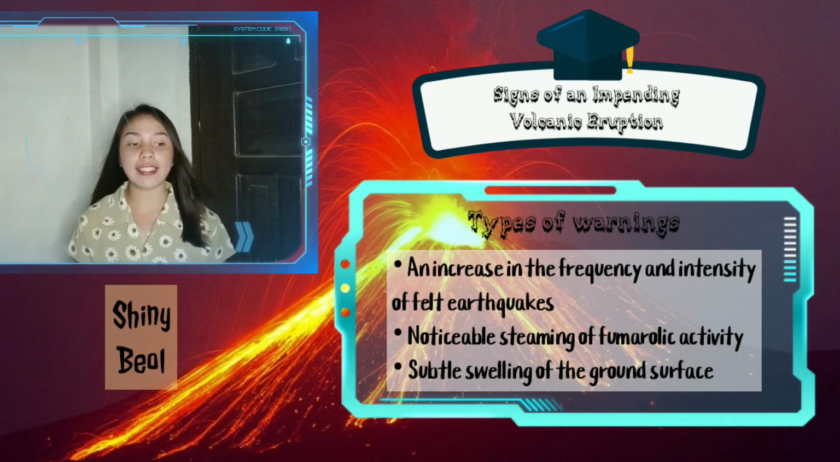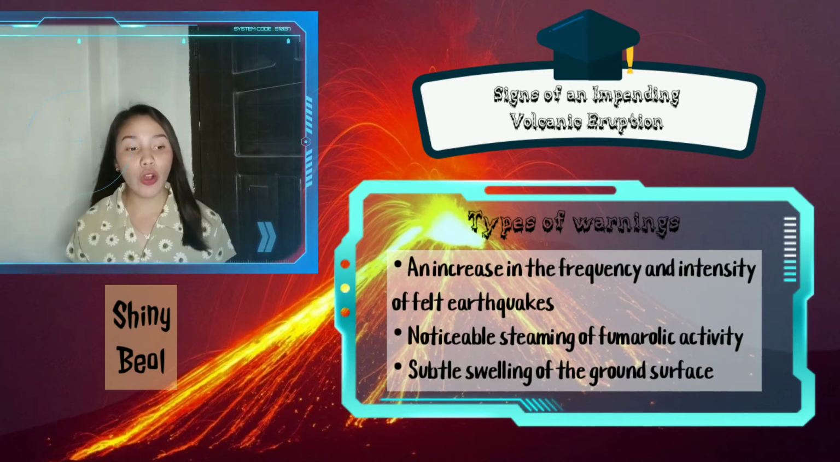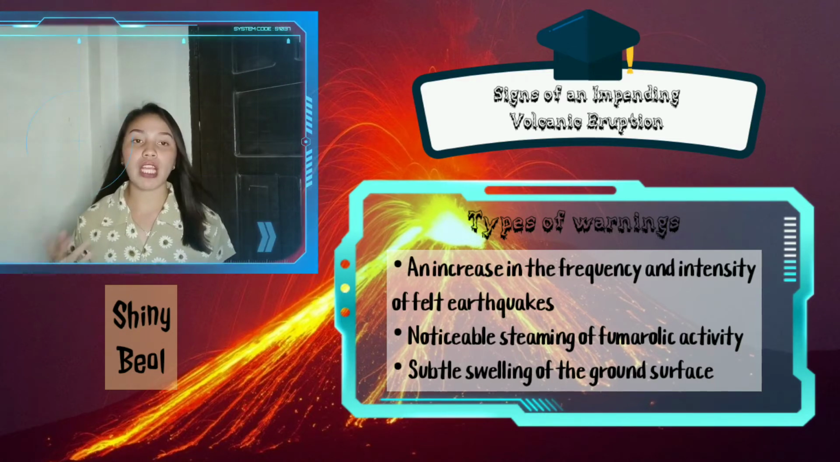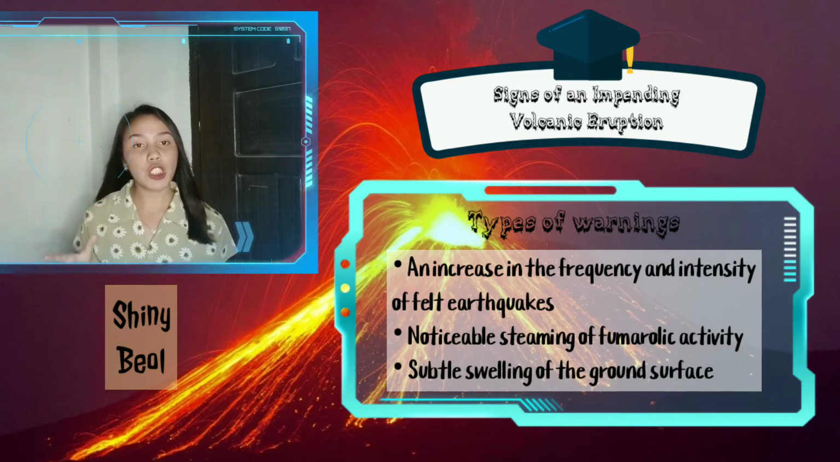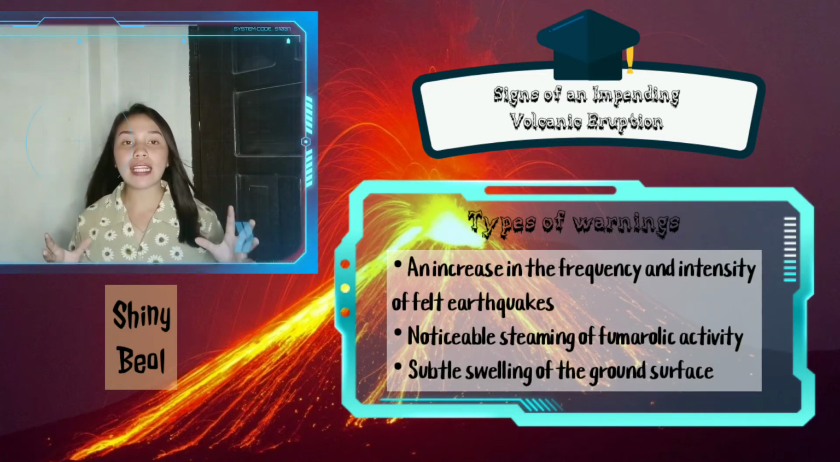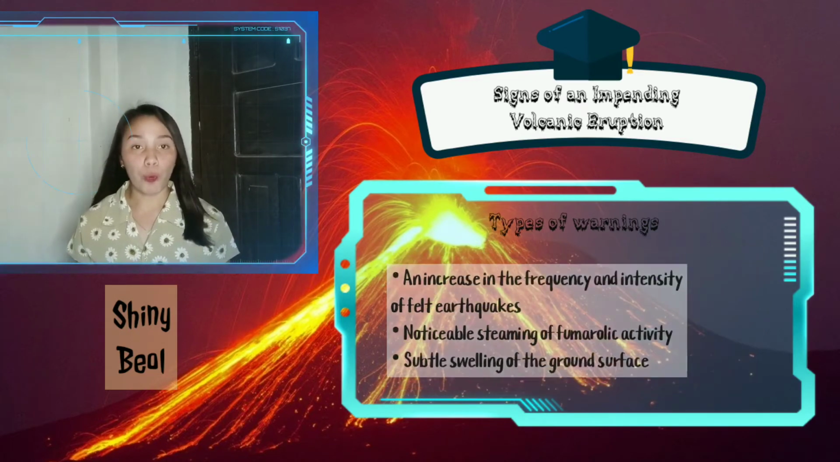The third sign is subtle swelling of the ground surface. Isa rin ito sa mga sign na maaaring magkaroon ng volcanic eruption. Ito ay ang pagkakaroon ng ground deformation that is likely having cracks caused by the magma, gases, and other fluids. So, nakikita niyo sa picture, nagkakaroon ng cracks or sinking or swelling ang lupa.